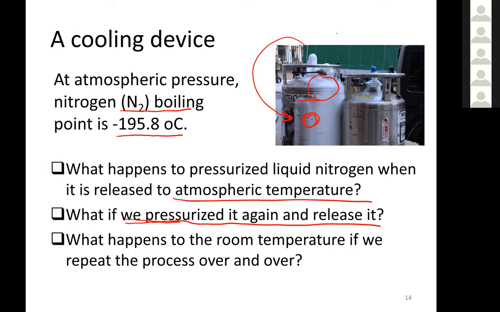In this case, the surrounding is going to be cooled down, and if I have a room and the room is well insulated, then if I keep repeating this process, at some point the temperature inside the room is going to drop down to minus 196.